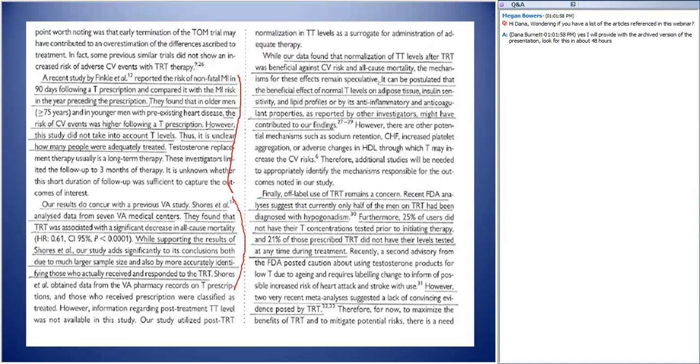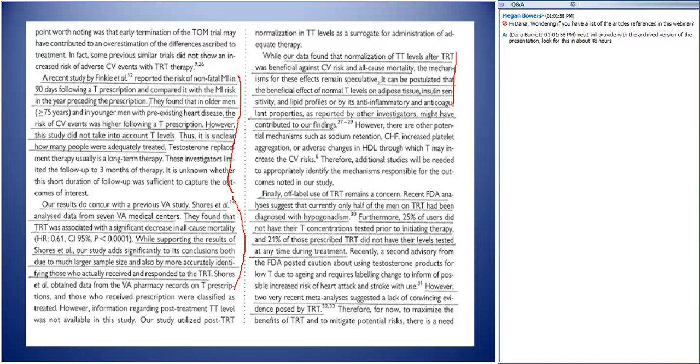Okay, summary. Our data found normalization of testosterone after therapy was beneficial against cardiovascular disease risk and all-cause mortality. It can be postulated that the beneficial effect of normal testosterone on adipose tissue, insulin sensitivity, and lipids, or its anti-inflammatory, anticoagulant properties, as reported by other investigators, have contributed to our findings. This is sort of interesting here as a summary, which is what I was hoping that they would say.